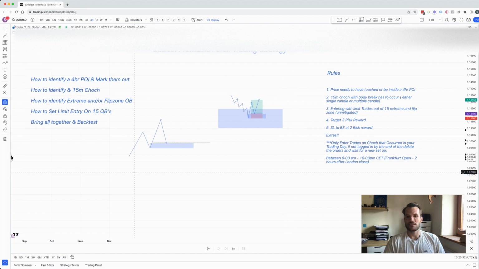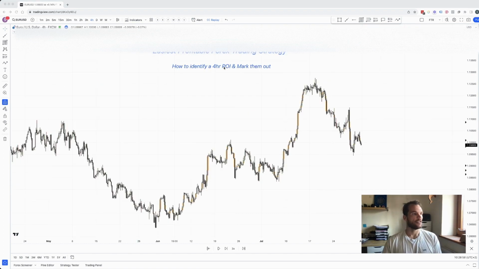With the euro, we had 69% win rate on this strategy, and it was a crazy 76% win rate on the Australian dollar. So what I want to do first is show you how to identify a 4 hour point of interest and mark them out. What I've done is I removed August because we haven't got the whole month yet. I'm going to focus on July.